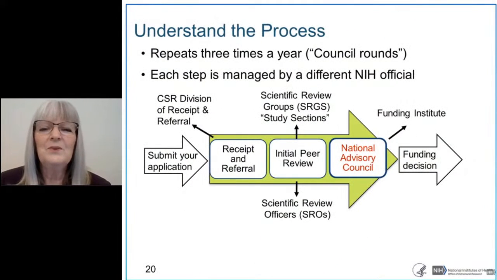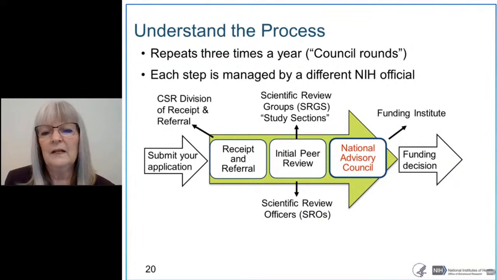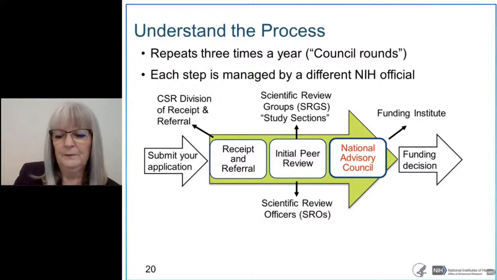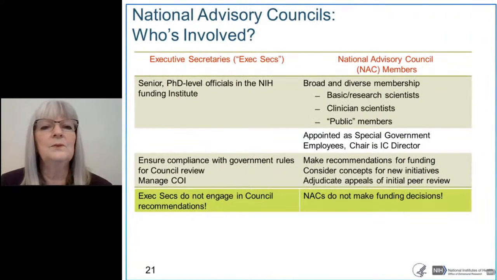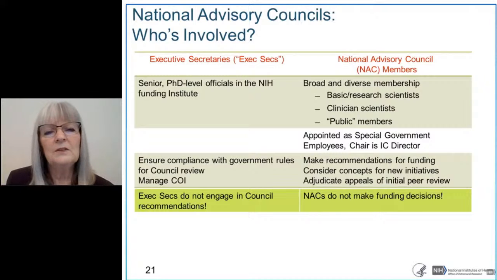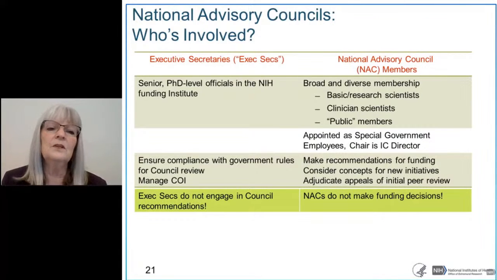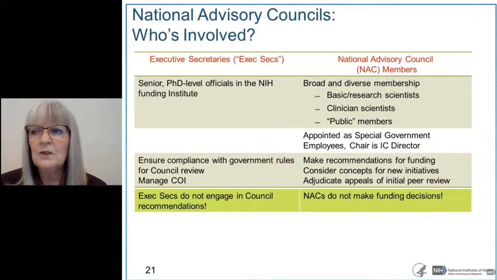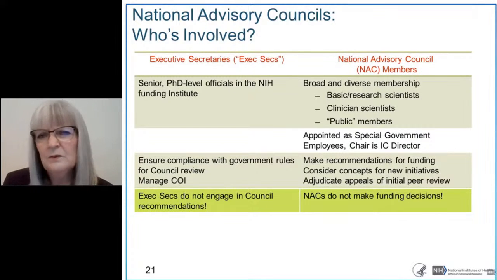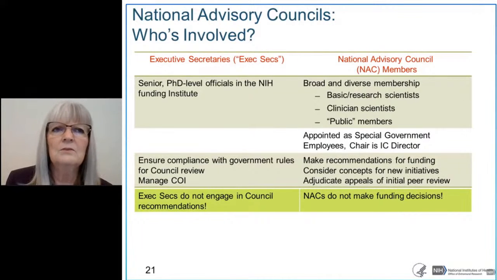Okay, so now we're through initial peer review and we're moving on to the National Advisory Council group, the second level of review. So who are these people? Well, this process is managed by NIH executive secretaries, or exec-secs as we call them. These are also senior PhD level officials in the NIH Funding Institute, such as the National Cancer Institute, the National Institute of General Medical Sciences, and so forth.